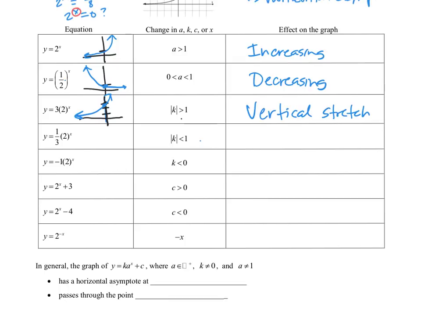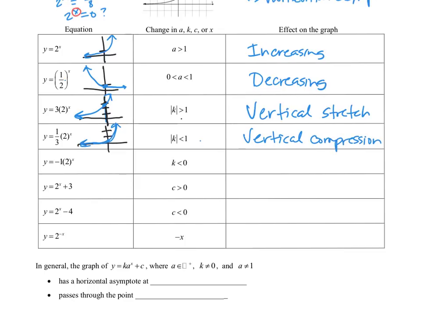It might not surprise you that when you type in y equals 1/3 times 2 to the x, when that k value is less than 1, that's going to be a vertical compression. In this case, the y-intercept will be at (0, 1/3), so the graph looks something like that. The asymptote didn't change. So that's going to be a vertical compression.